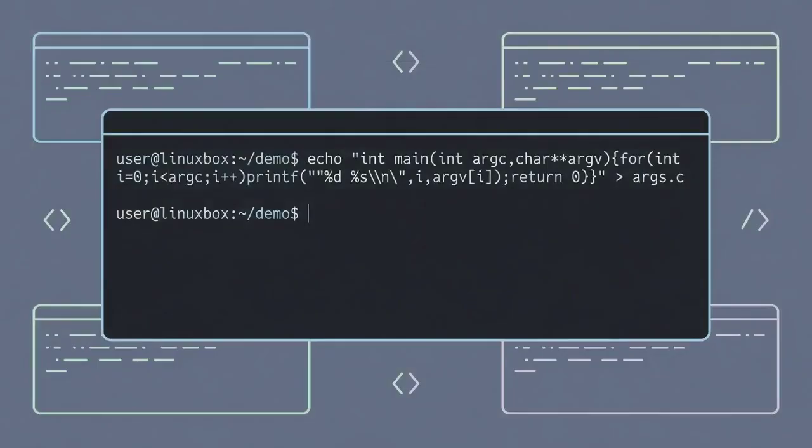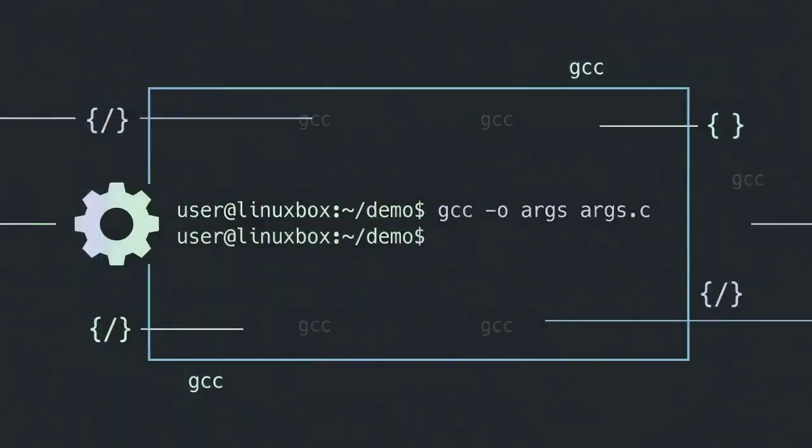Here we use echo with redirection to write the full C source into args.c. The program loops over argc, printing the index and the corresponding string from argv. Now we compile args.c with gcc. The compiler reads our source, produces the executable args, and returns silently with no errors.